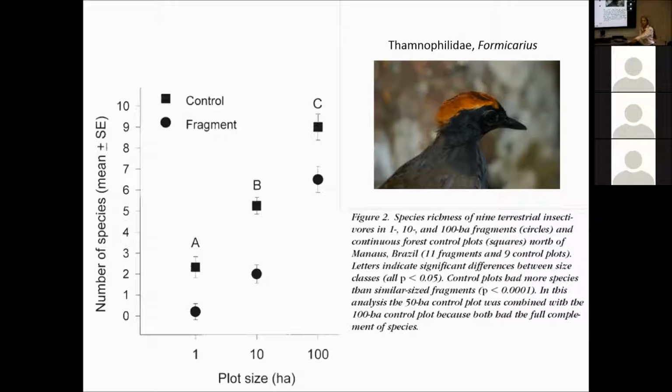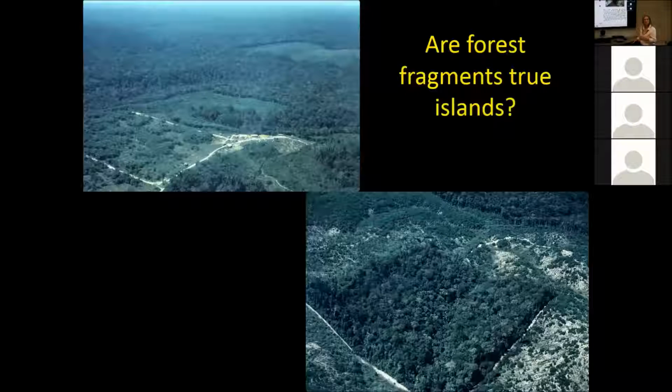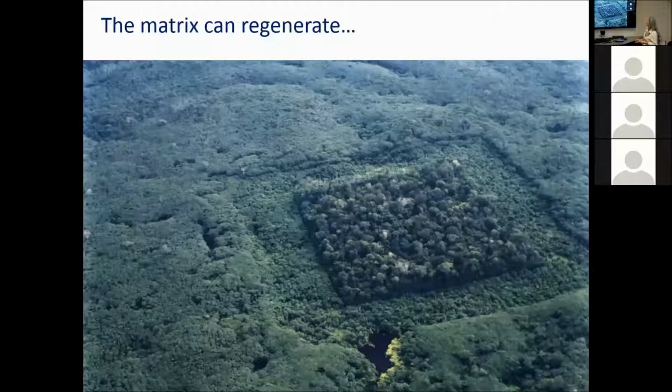They feed on insects that are on the ground, and you get more of them in bigger fragments. But we talked about earlier, are fragments really islands? And this is where we come back to the ants eventually. Well, they're not really true islands. And in fact, the matrix around them can regenerate.